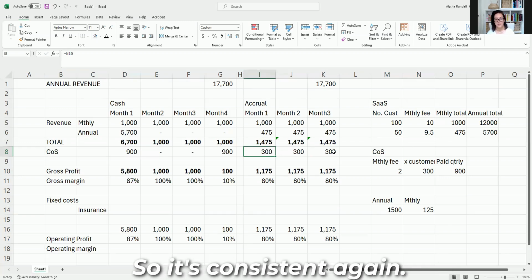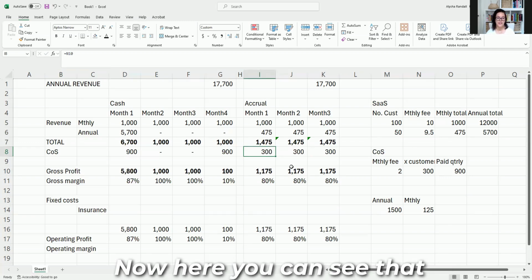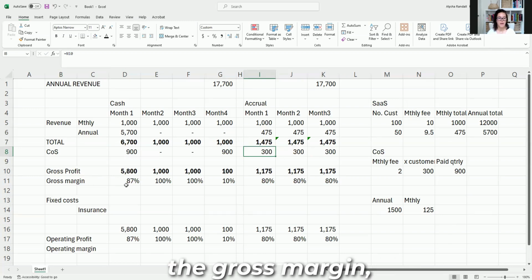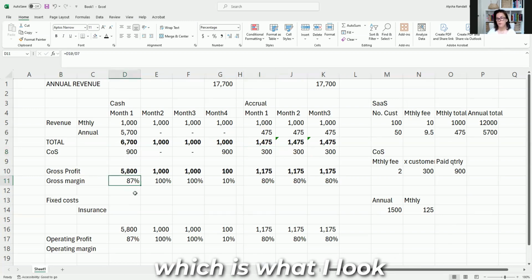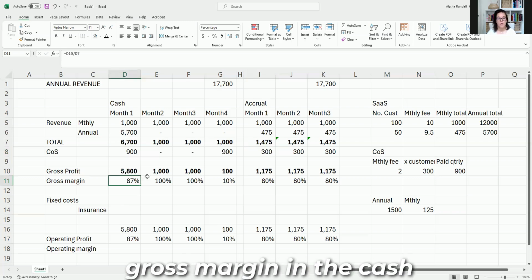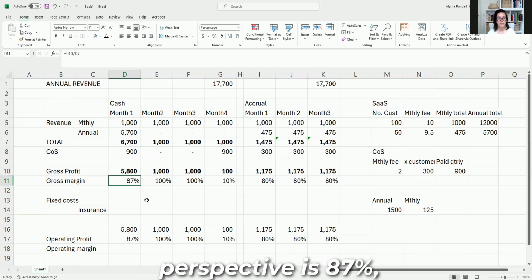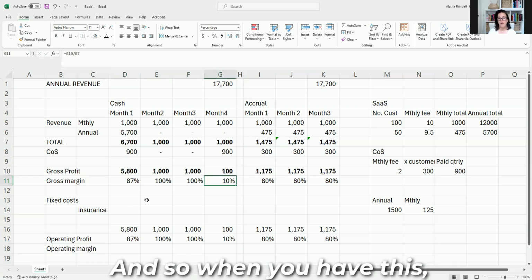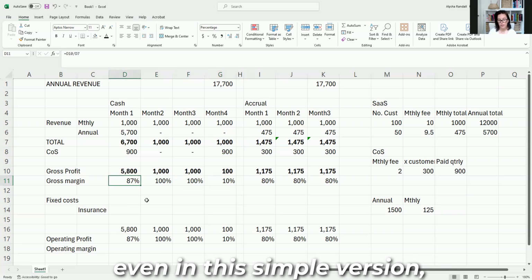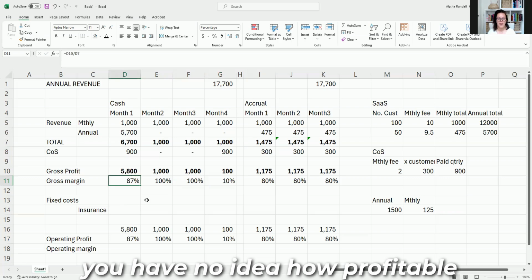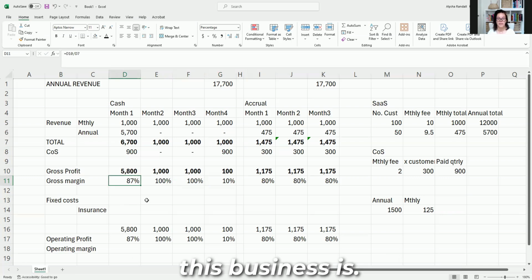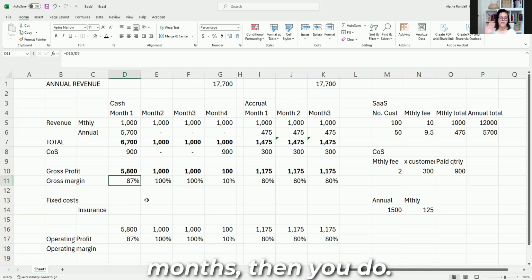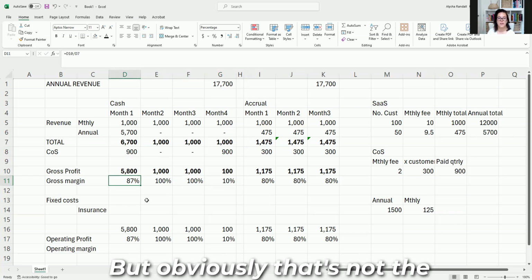So it's consistent again. Now here you can see that the gross margin, which is what I look at very closely, and so do your investors, gross margin in the cash perspective is 87%, then 100, 100, and then 10. And so when you have this, even in this simple version, you have no idea how profitable this business is. If you do it for the full 12 months, then you do, but obviously that's not the case.